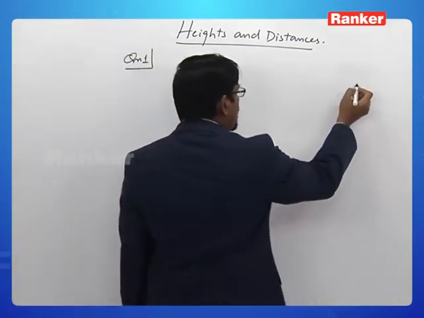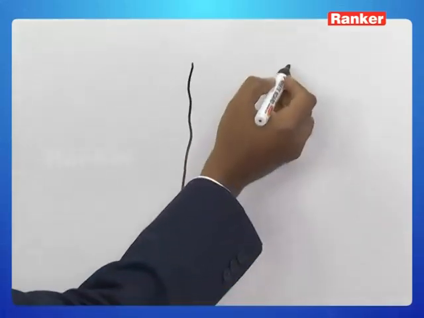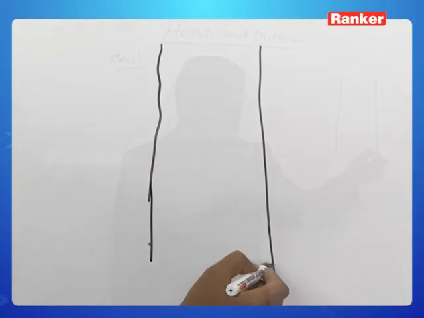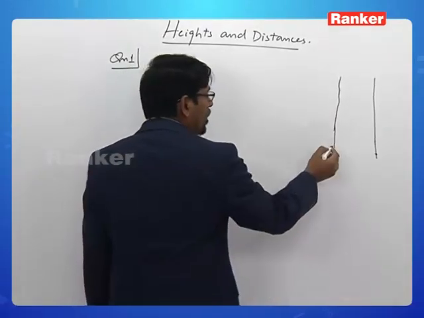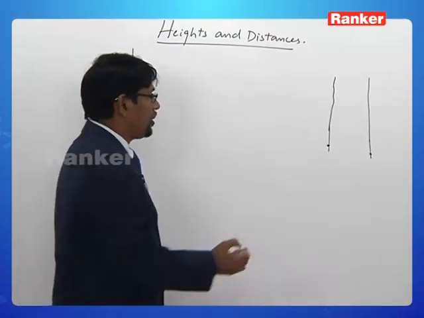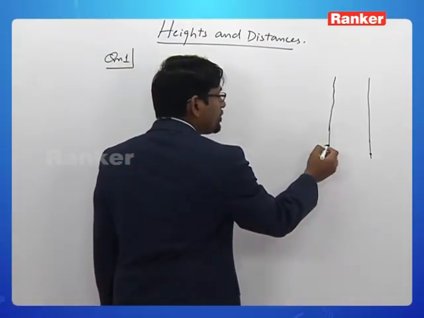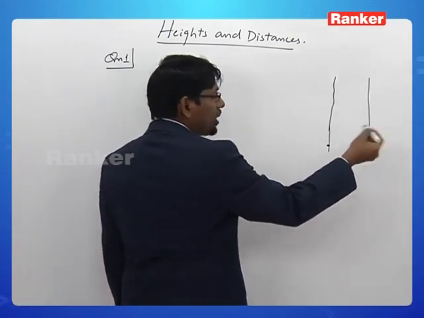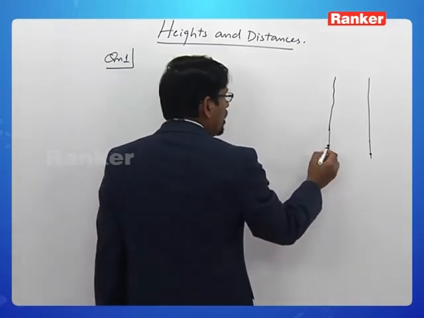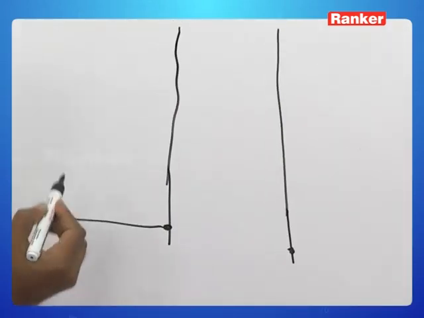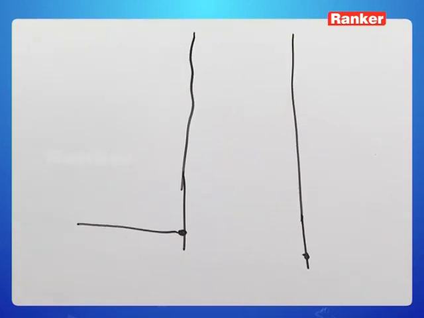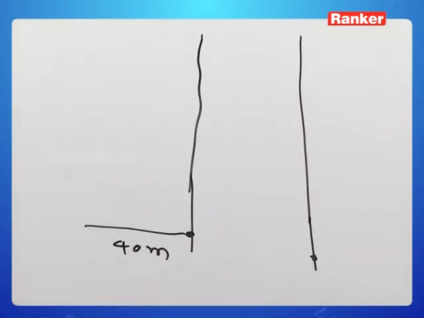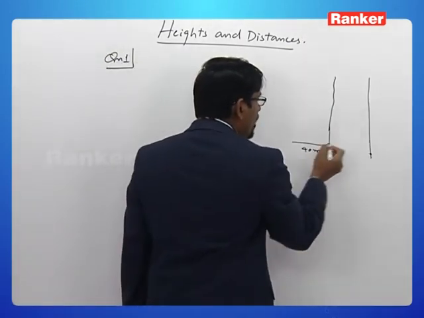Look, let us say this is the river, this is bank 1 and bank 2. A person is standing here, and there's a tree out here on the other bank. Now when he moves 40 meters away from here, the angle of elevation will be reduced. It was 60 here and 30 here.